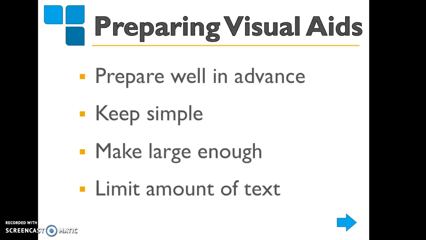So, preparing visual aids, prepare them well in advance. That's probably the most important of the 7 basic guidelines that are talked about in your text. Speakers should keep visual aids very simple. They should make sure that visual aids are large enough font and limit the text. I always talk about using the 6x6 rule. No more than 6 words in a line, no more than 6 bullets on a screen.